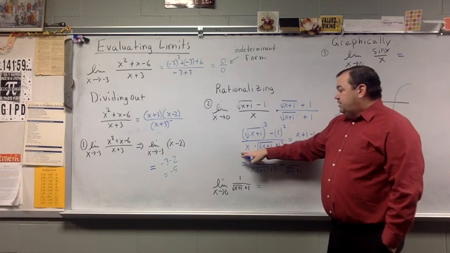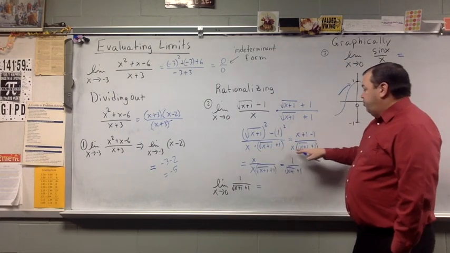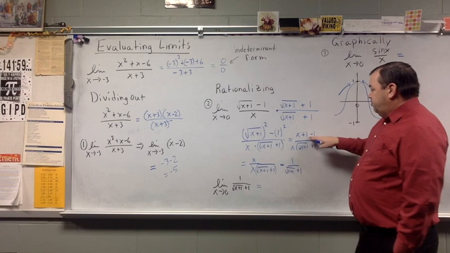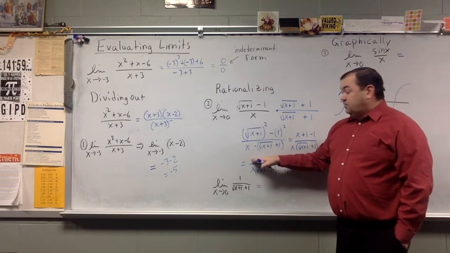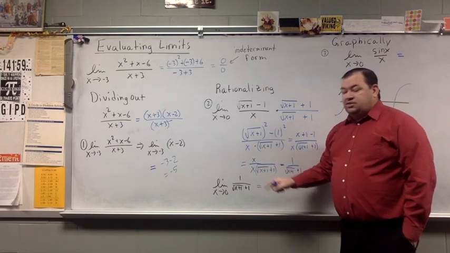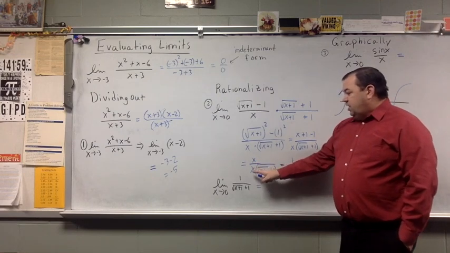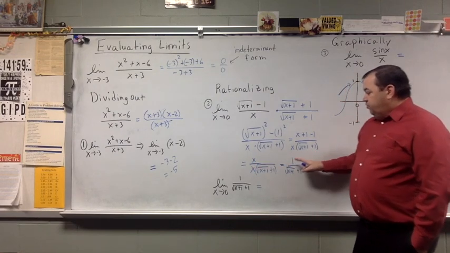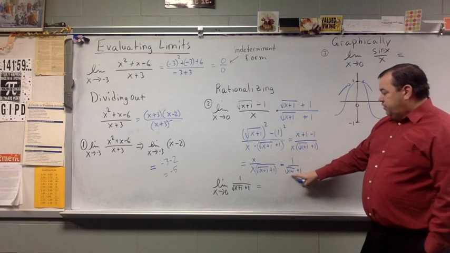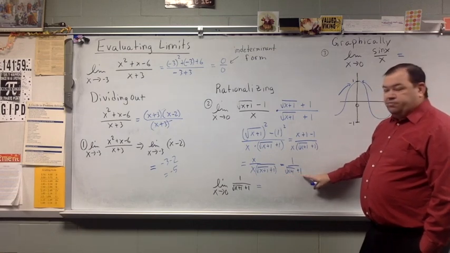On the bottom, I didn't put these together. I left them separate, and you're going to see why. When I simplify my numerator, I get an x. To go with the x that's on the bottom, those cancel out, and I'm left with 1 over the square root of x plus 1 plus 1.